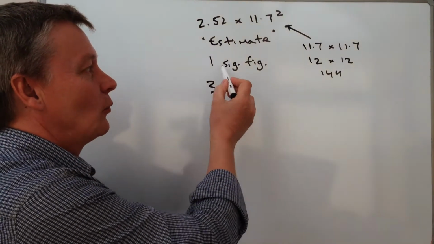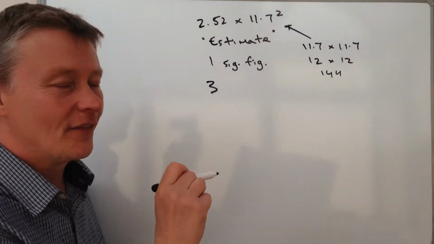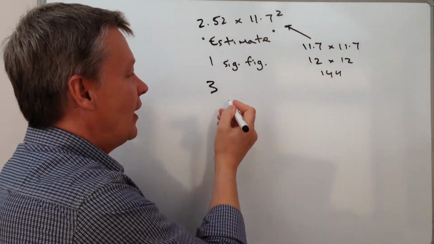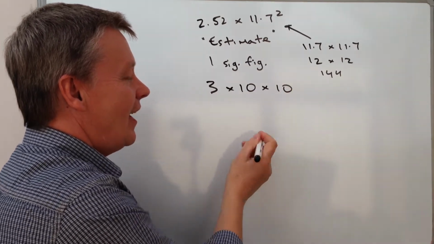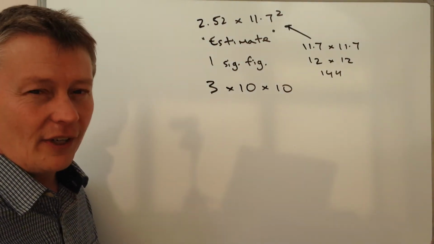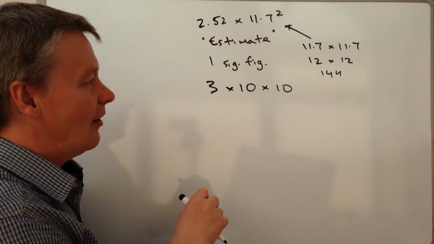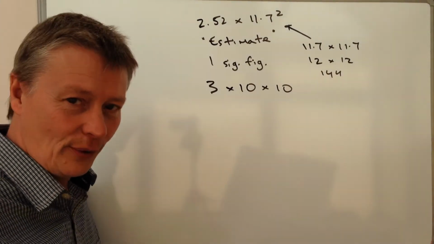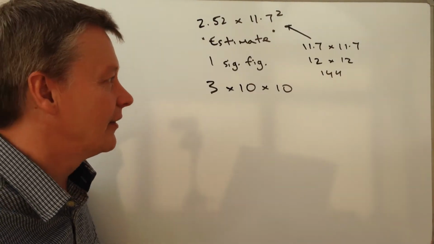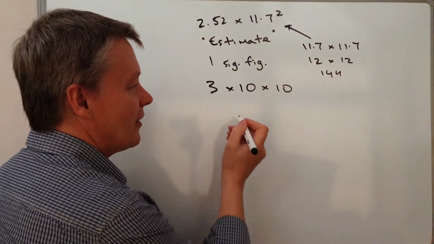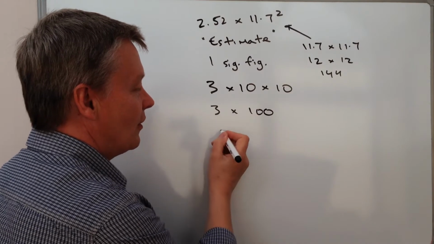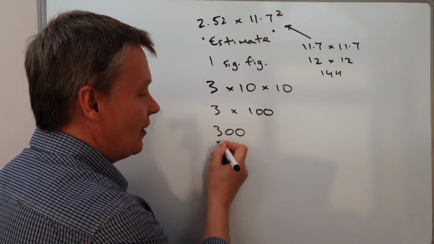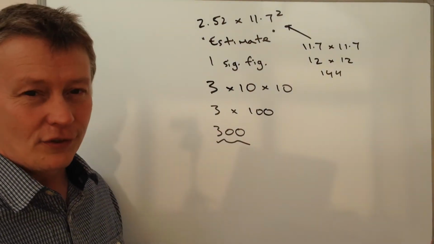We actually look at one sig fig. So therefore, this would be 3 times 10 times 10. Okay, so in other words, the calculation itself, while it's a lot more straightforward to do, it's not really that accurate. 10 times 10 is going to be 100, and then I've got 3 times 100. So the answer to this question is 300.